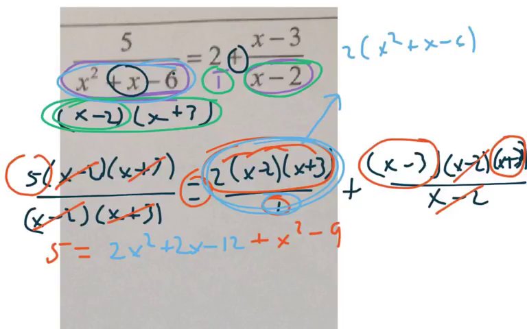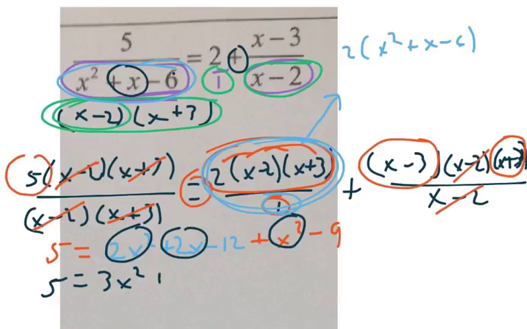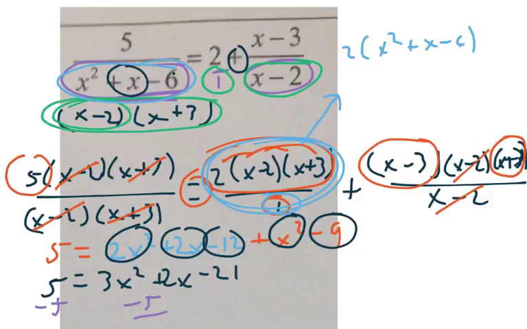Now combining some like terms, 2x squared and x squared is 3x squared. I have a 2x, of course. The minus 12 and the minus 9 is minus 21. Okay. And remember to solve, we actually have a quadratic this time. So hopefully you understand, I'm going to minus 5 both sides. That way I make this over here a 0.